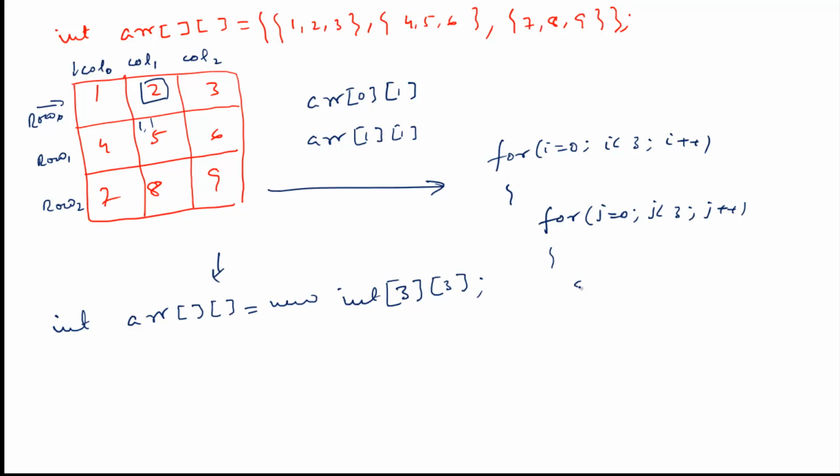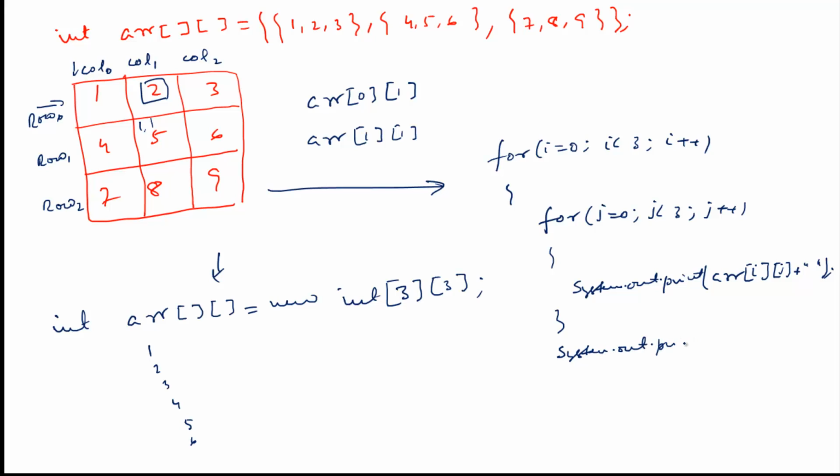And then how will I print it? I will use system dot out dot print, not println. If I give println, it will print like this: 1 2 3 4 5 6, each on its own line. I don't want that. I just want to print like this 1 2 3, 4 5 6. So I will take print, not println, and then provide arr of i and j, and then give one space over here.